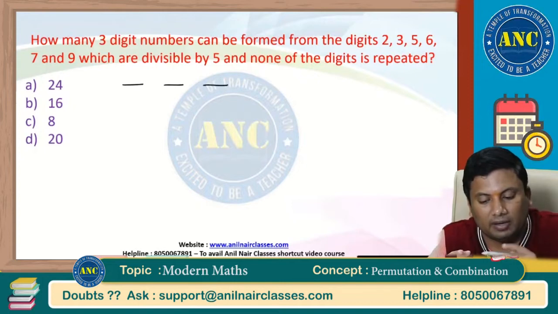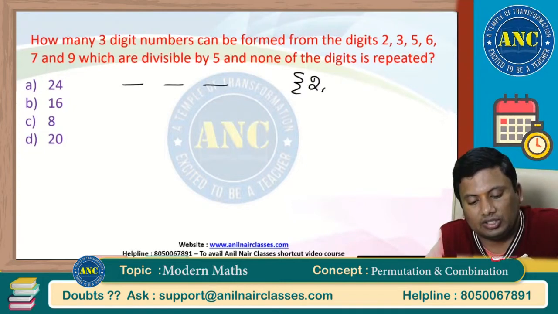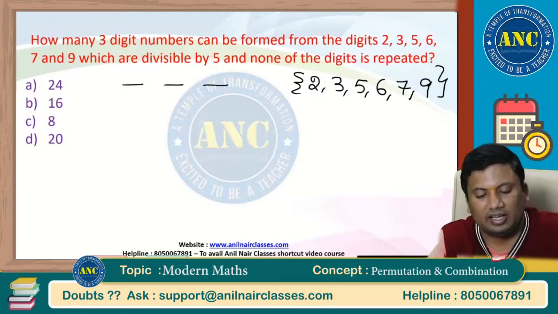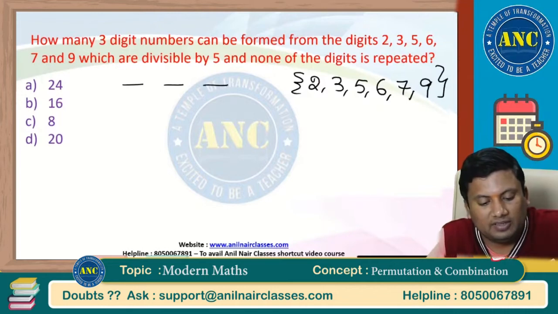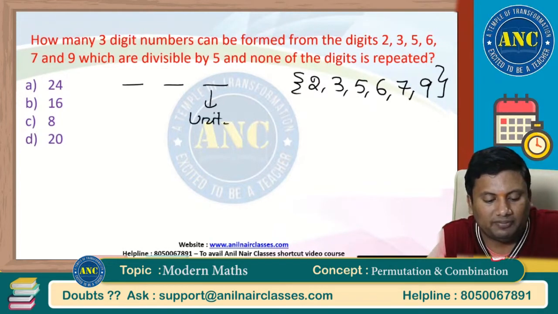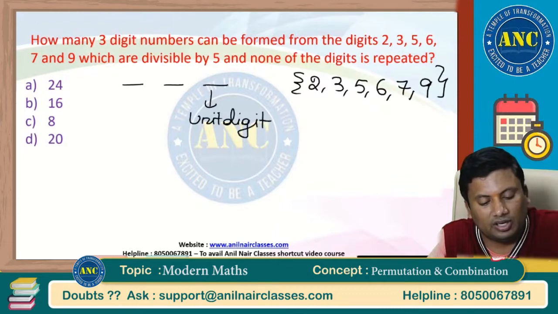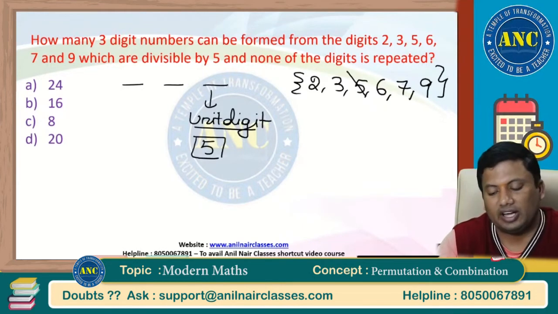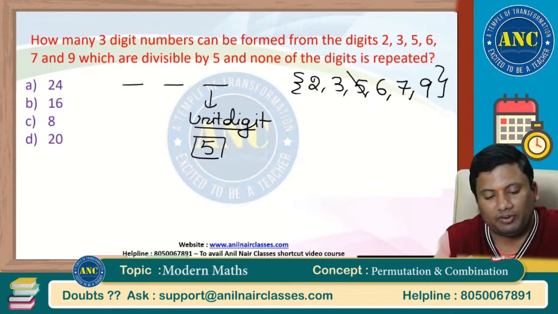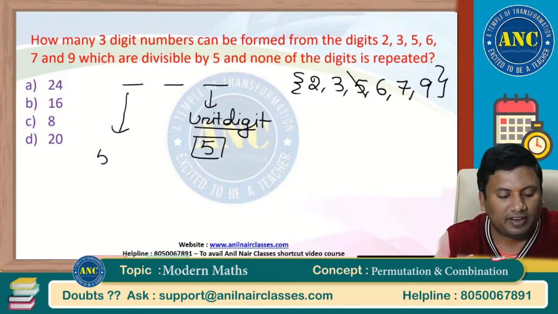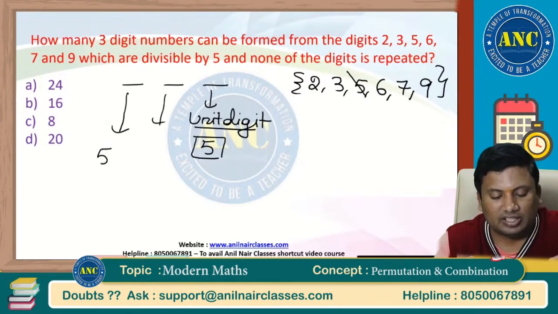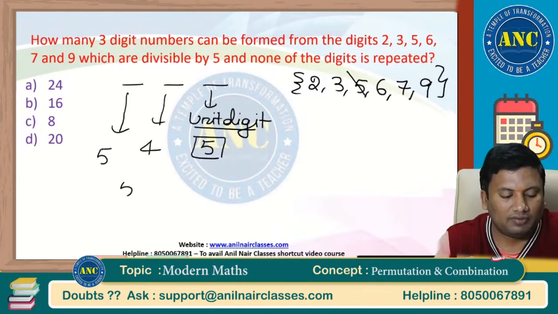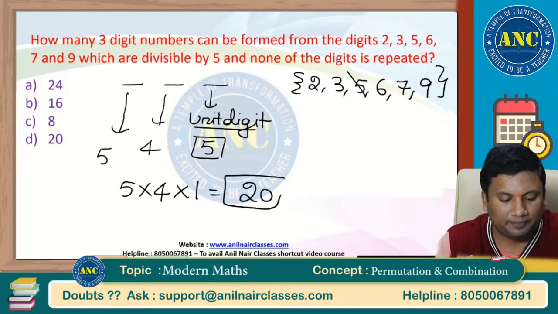How many 3-digit numbers can be formed using the digits 2, 3, 5, 6, 7 and 9 which are divisible by 5? Divisible by 5 means the unit digit should be fixed as 0 or 5. Here 0 is not there, so the unit digit is fixed as 5. Out of the 6 digits, 1 is fixed. Any one out of the remaining 5 digits will come here, then any one out of 4 digits. 5 into 4 into 1, so the answer is nothing but 20.